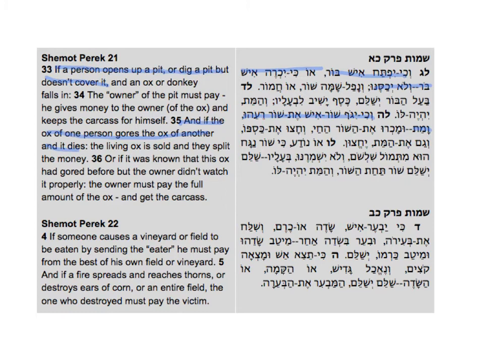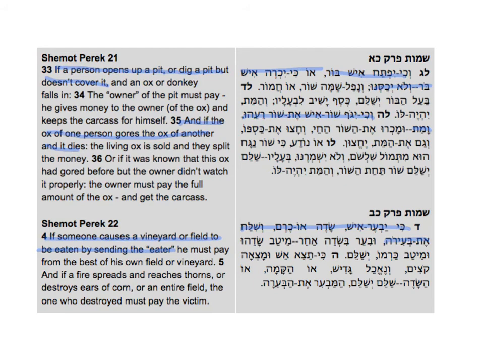The third one was if somebody causes a vineyard or field to be eaten by sending the eater. Now, this is a rough translation. The key there is v'shilachah be'ero. You literally purposely take the animal, which is going to eat up someone's field, and you send that animal into the field. So we call that directly damaging someone.